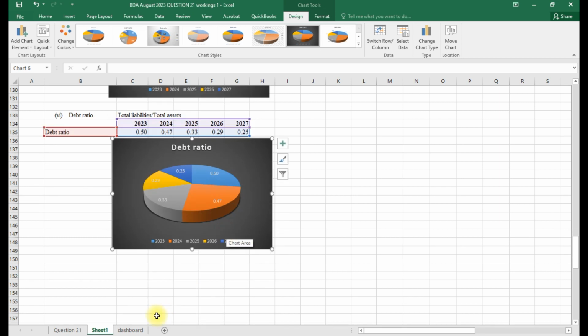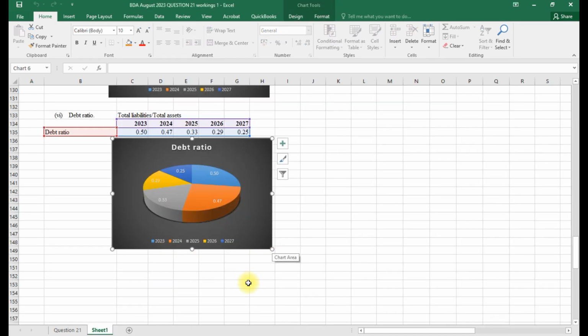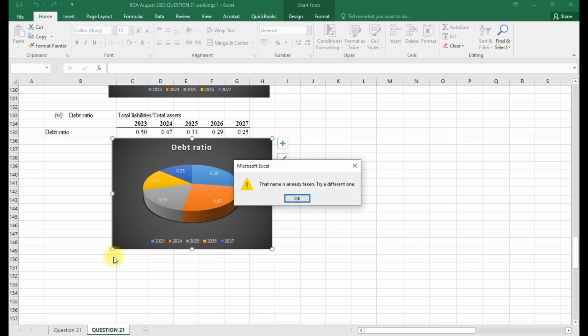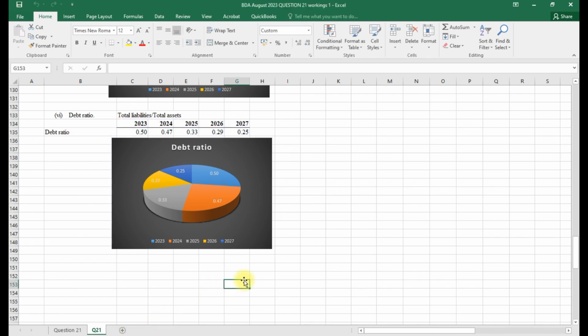So the dashboard in this case, let me just delete this. We did not require a dashboard in this case. So this will be question 21. Question 21. That way, and I save. Okay. So it says the name already exists. Let me just name it question 21 that way, and I save my work.